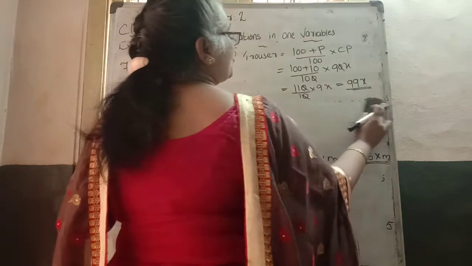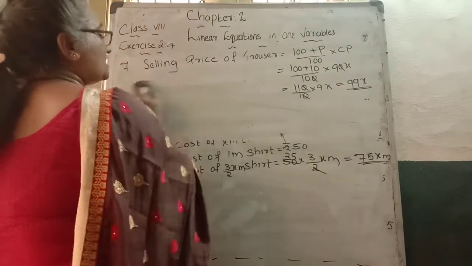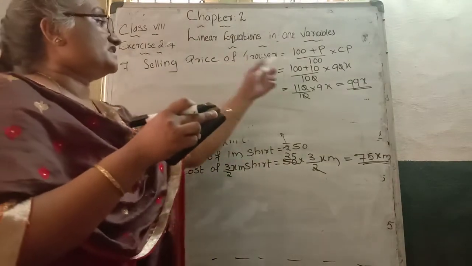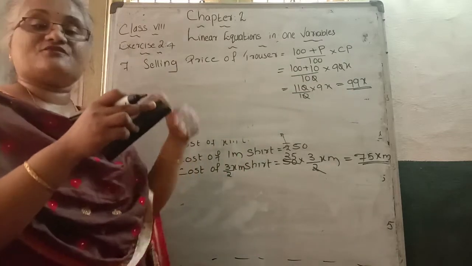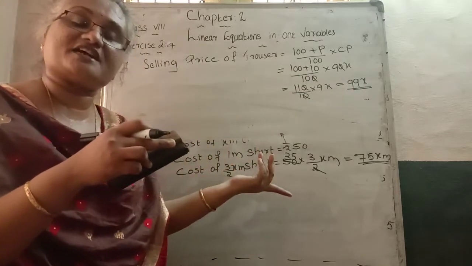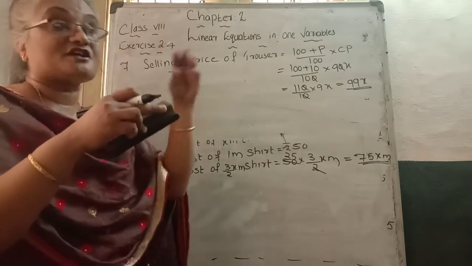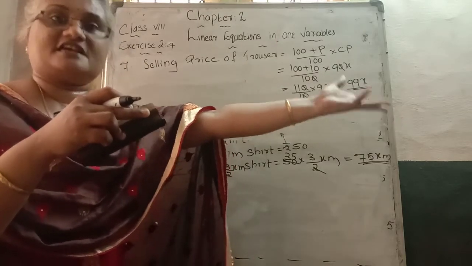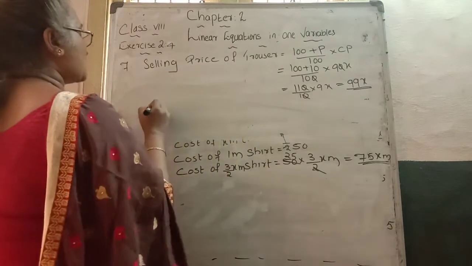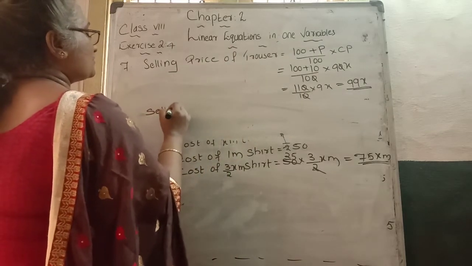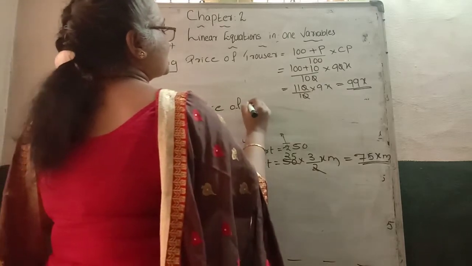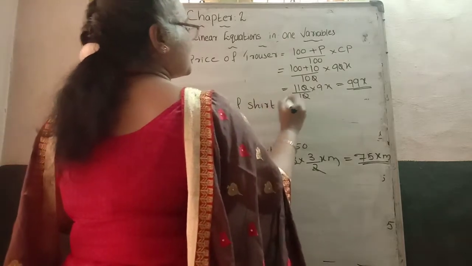In the same way we want to find out the selling price of the shirt also. Selling price means he sells that shirt and trouser to others. That is the meaning. So the selling price of the shirt we want to find out. It is the same formula.